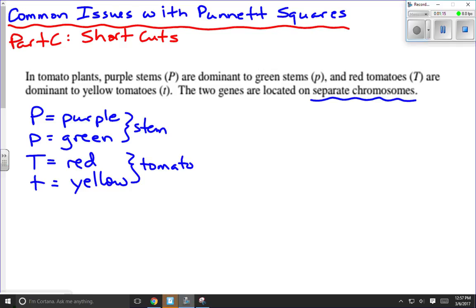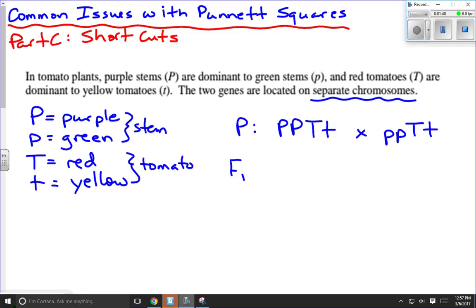So let's take a look at a cross of the parent generation. Let's say that in our P generation, we have a purple plant that is homozygous purple, two big P's, and let's say it's heterozygous for being red. Big P, big T, little t. And let's say we cross that with an individual that has green stems and also heterozygous for red tomatoes.